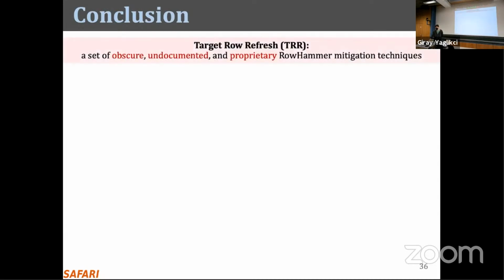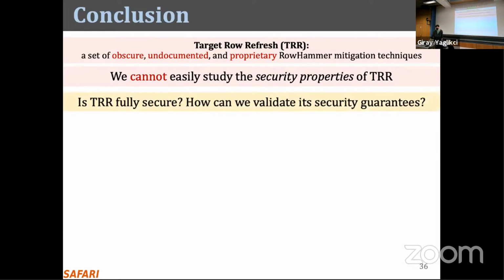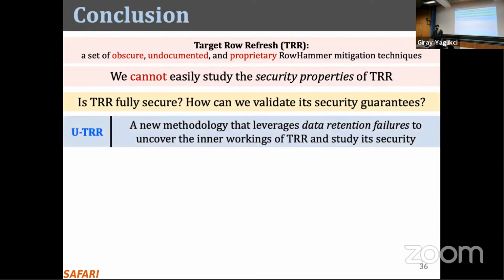The RowHammer vulnerability of modern DRAM is a critical reliability and security threat. And the security guarantees of TRR, which is the commonly used RowHammer protection mechanism today, cannot be easily studied because the details are obscure, undocumented, and proprietary. And in this work, our main goal is to answer these 2 questions. And for that, we propose and develop U-TRR, a new methodology that leverages data retention failures in DRAM to uncover the inner workings of TRR.